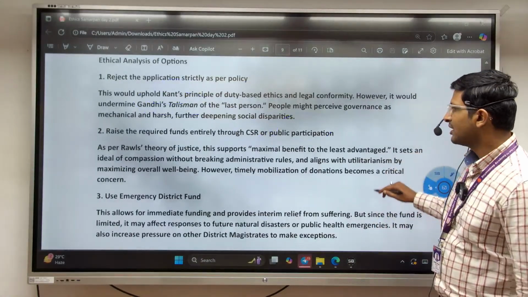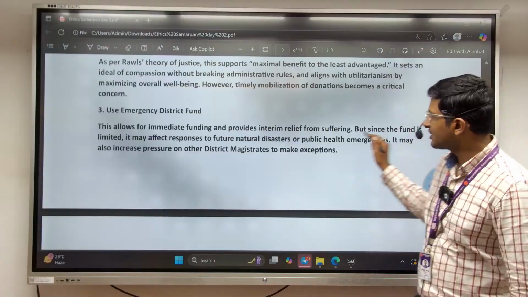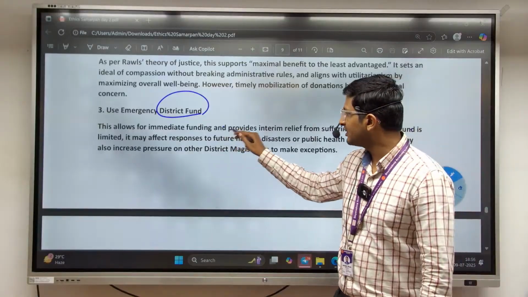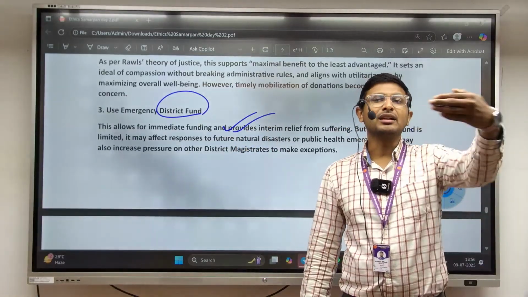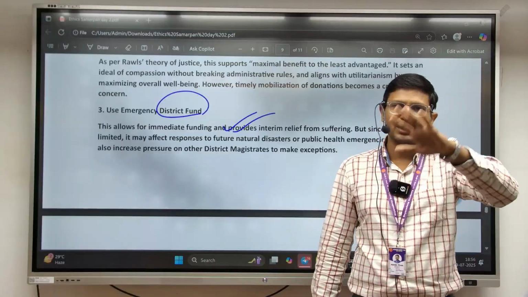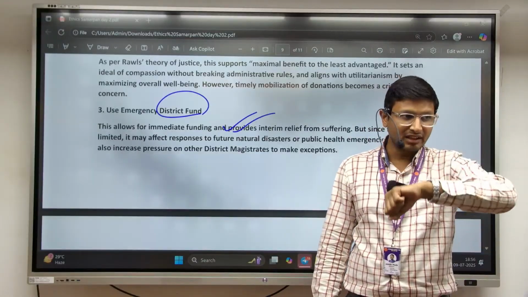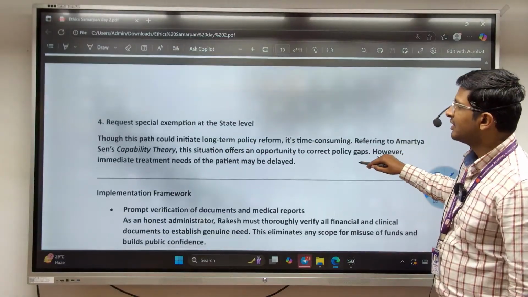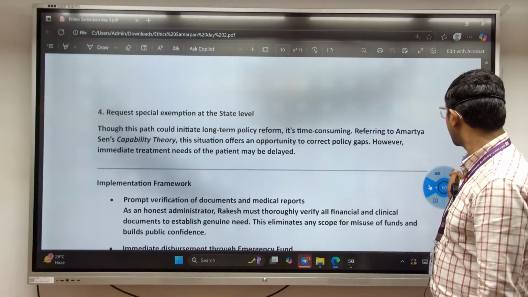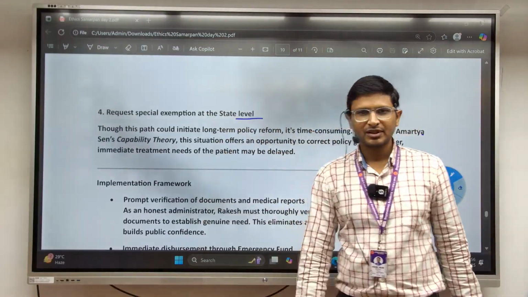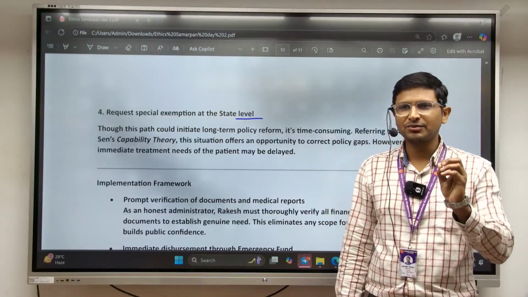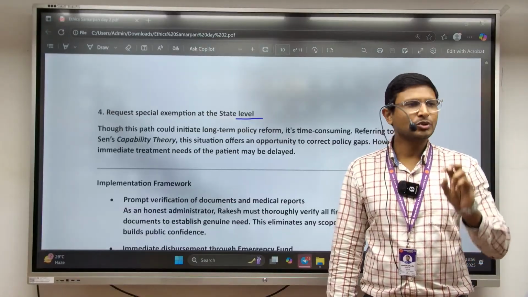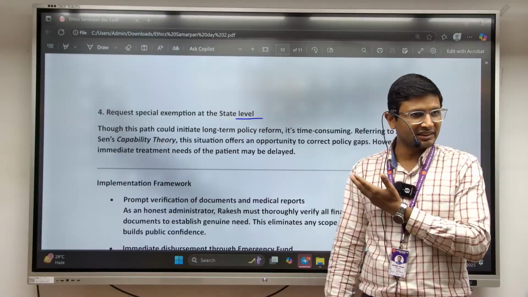Next option you have is the emergency district fund also. The district magistrate also has the emergency district fund. So the district magistrate can use the emergency district fund also, but it depends if he has that much fund. If he has that much fund, he can use it. If he doesn't have the fund, that can lead to the problem again. Okay. Then the next thing is to request a special exemption at the state level. You are asking the state government, okay, to give a special exemption for this particular case, or in any future case, so that we can provide them, because there is a necessity to provide them.